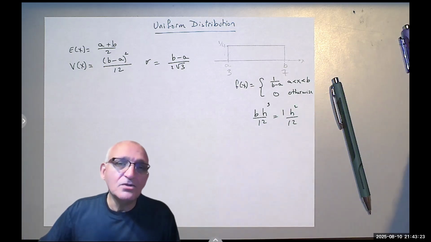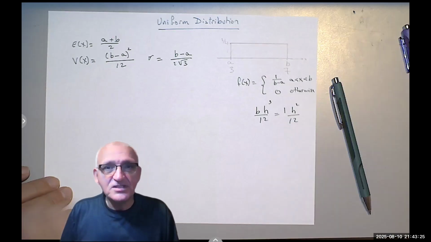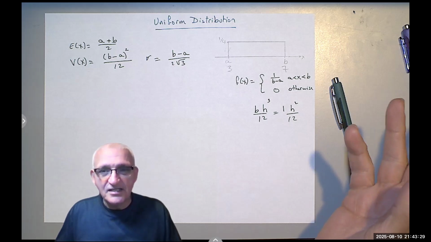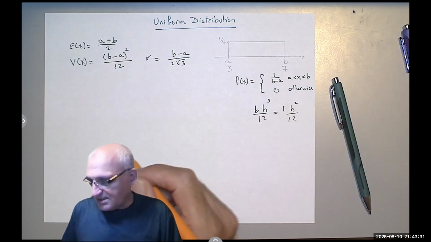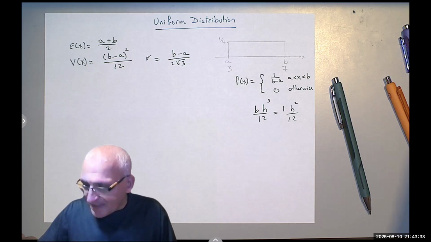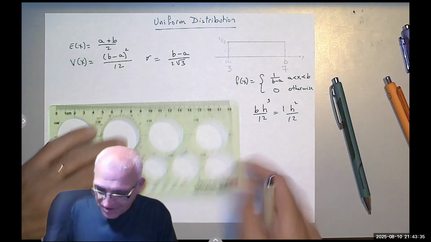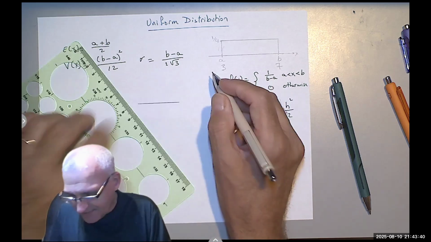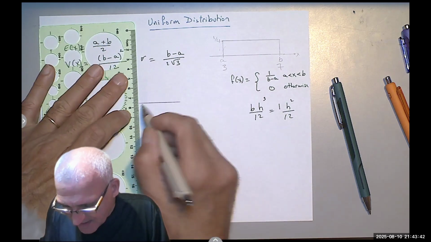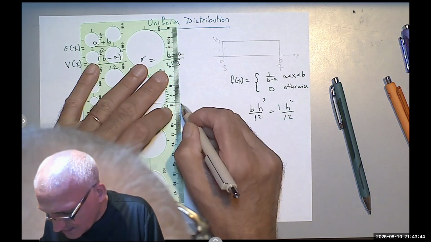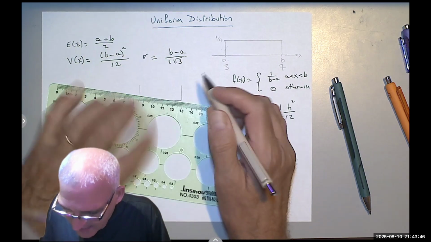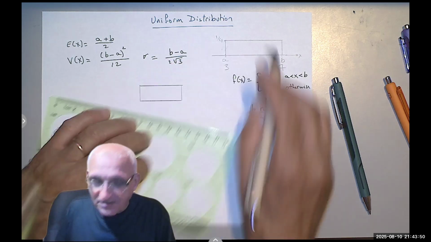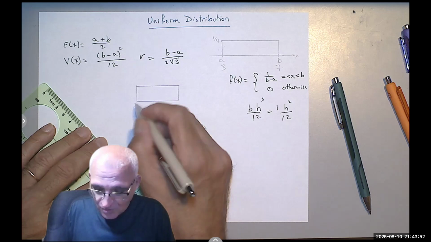Okay, so the uniform distribution is easy. You see the mean, the variance. There is nothing else to say, except one thing. We have a special uniform distribution. We usually call it the standard uniform. And the standard uniform is the distribution that pretty much all computers are using to generate random numbers between 0 and 1.